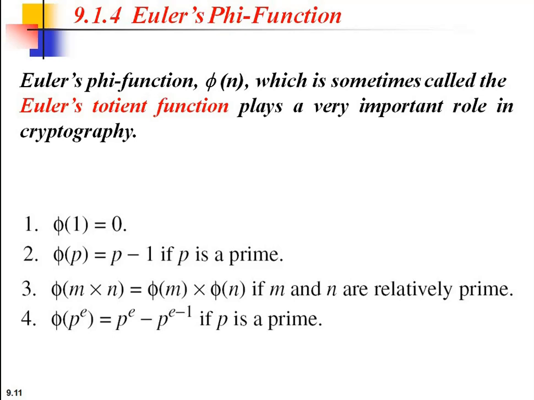Then phi of m times n, where m and n are relatively prime to each other, is equal to phi of m multiplied by phi of n. The main condition is that m and n are relatively prime to each other. And the fourth rule is that phi of p to the power e, where p is a prime number, is equal to p to the power e minus p to the power e minus 1. In this manner we can compute the Euler's totient function.